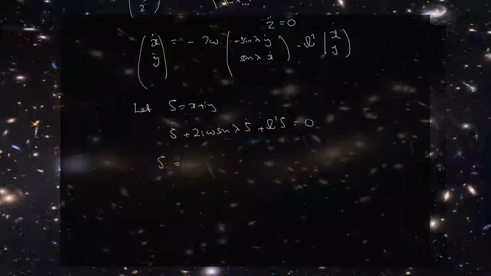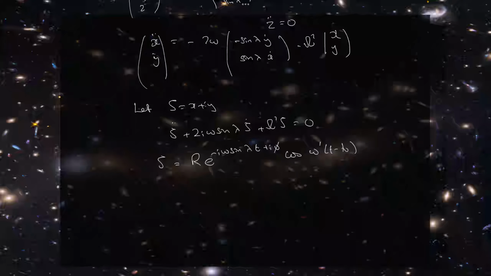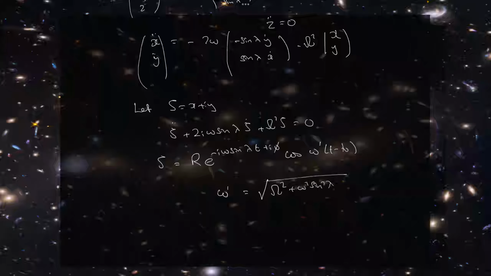Zeta is equal to r e to the minus i omega sine lambda t plus i phi cos omega prime (t minus t naught), where omega prime is the square root of omega squared plus little omega squared sine squared lambda. And we look for a solution. If we neglect the Coriolis term, we have motion in a plane.